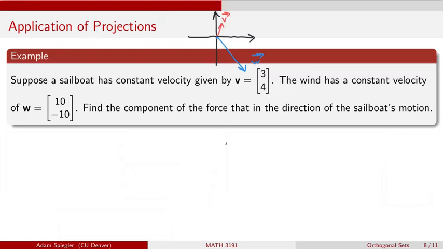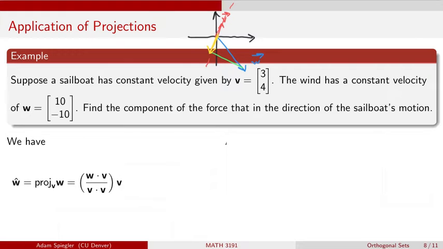And then the wind has a constant velocity, and the wind's vector is given by this vector w, which is (10, -10). So the wind is blowing in this direction. And then we might want to ask, well, let's find the component of the force that is in the same direction as the sailboat's motion. And we can find the component of the force which is perpendicular to the sailboat's motion.